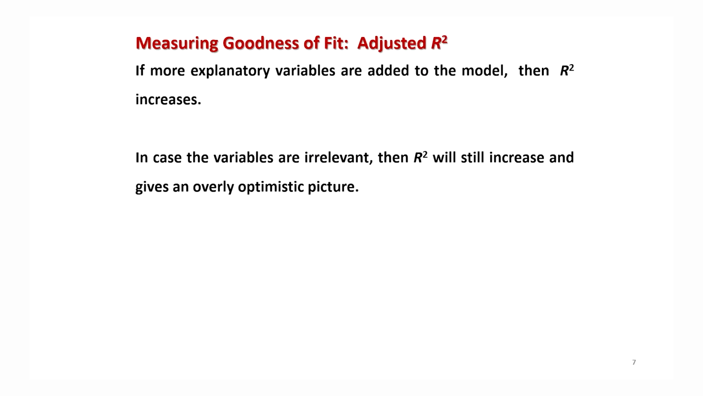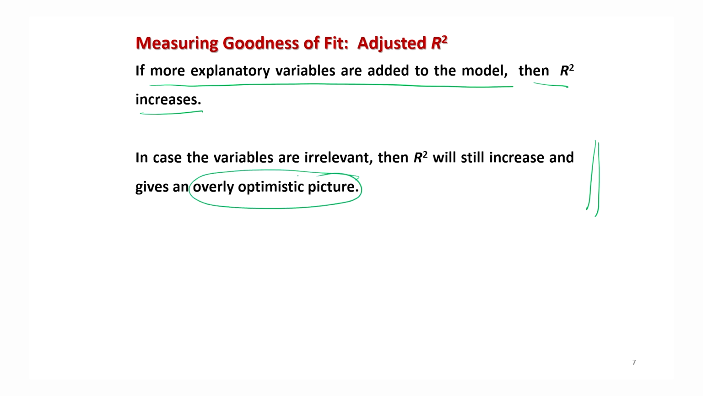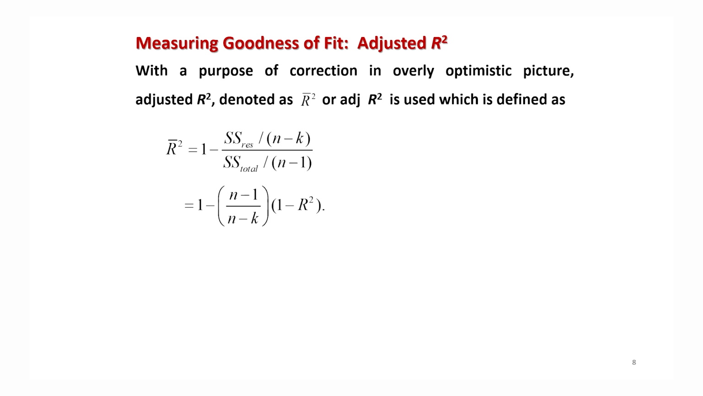And then R square has a drawback also: if more explanatory variables are added to the model, then R square increases. Why is this a drawback? Even if you add some irrelevant variable which has no relation with y, even then R square will increase, and that may indicate as if the model is getting better, but it will not be. So adding irrelevant variables to the model will give an overly optimistic picture because R square will be high. You will be very happy that your model is becoming better, which will actually not be the case, right?